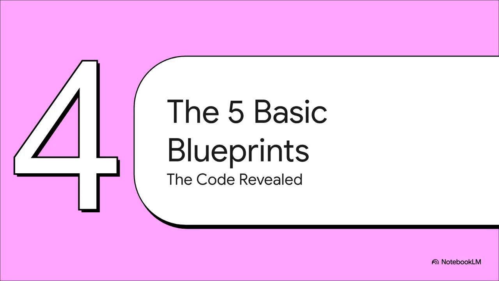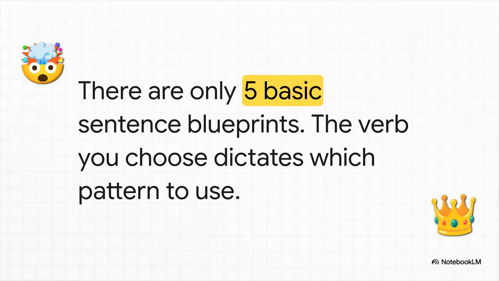Okay, we've met the players: subject, direct object, complement, and adverbial. Now, we get to the really big payoff, the moment the entire code just snaps into focus. You ready for this? Pretty much every single sentence in the entire English language is built from just 5 basic blueprints. That's it. Just 5. Isn't that wild? I mean, think about it. The incredible complexity of English, from Shakespeare to a text message, is all based on just 5 fundamental patterns.